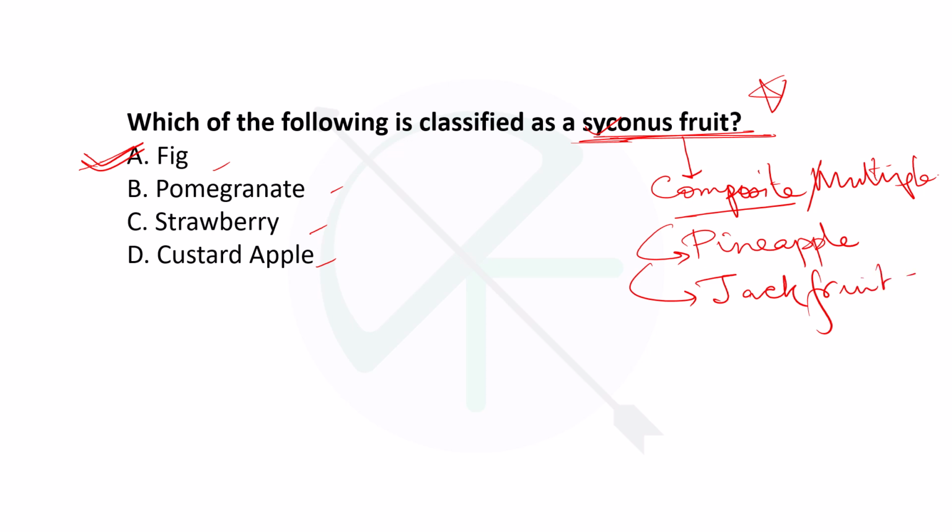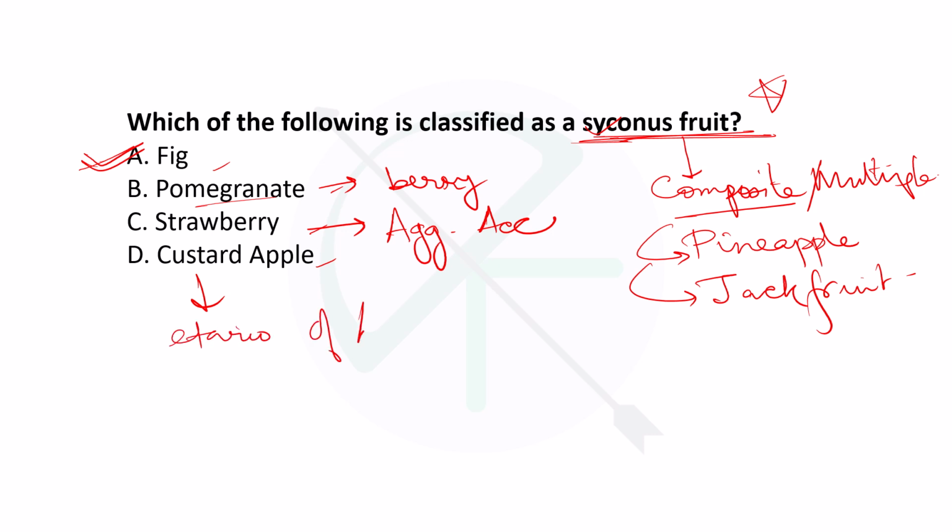Then pomegranate, what type of fruit is it? Can you tell me? It's a berry. Strawberry, what type of fruit is it? It's under aggregate accessory fruit. Custard apple is an aggregate of berries. So option number A is the right answer for this question.